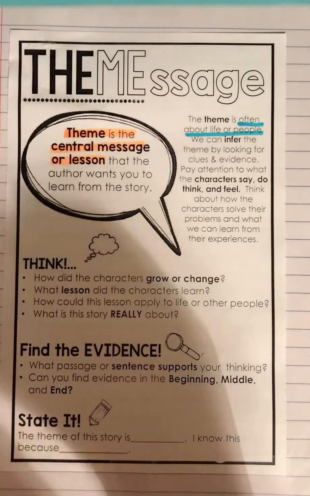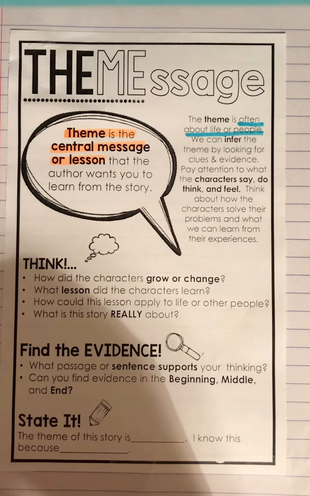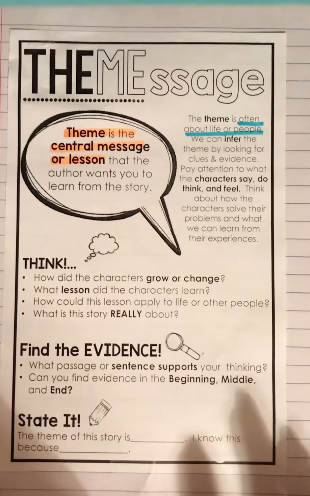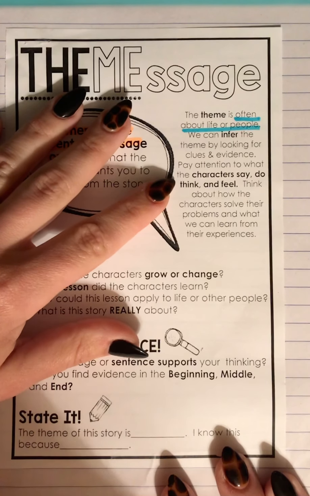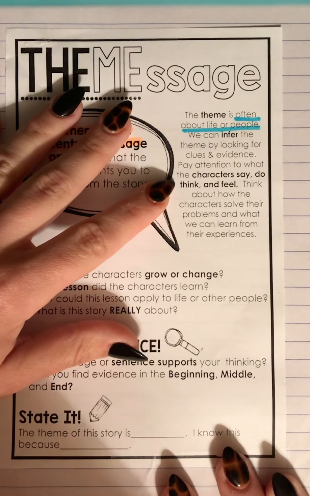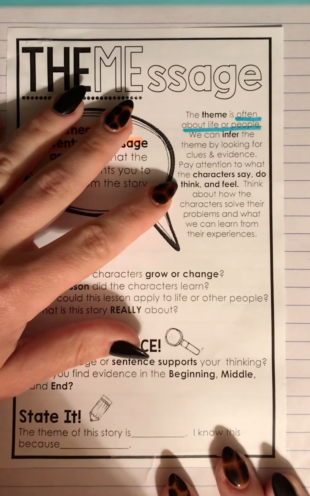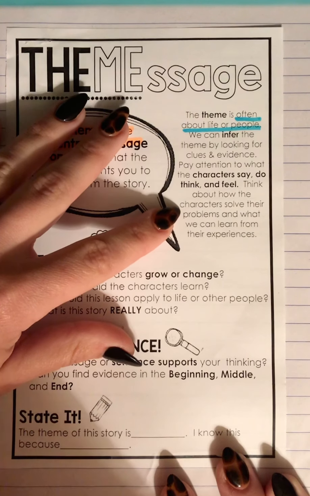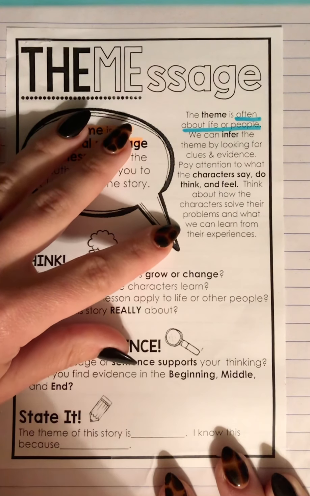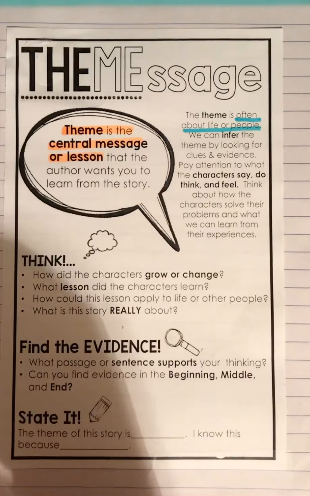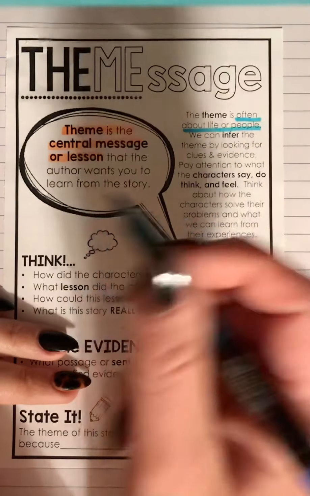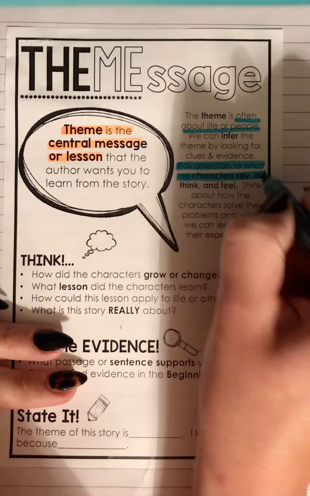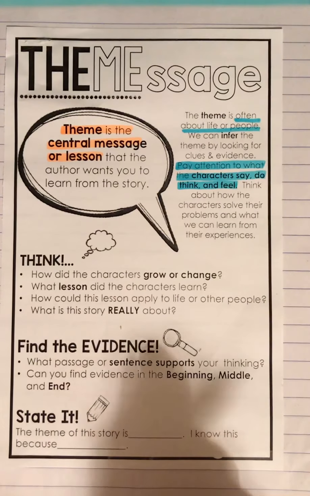We can infer theme by looking for clues and evidence. Pay attention to what the characters say, do, think, and feel. Think about how the characters solve their problems, and what we can learn from their experiences. So again, we're going to take our different color highlighter, and I'm going to highlight that we're going to pay attention to what the characters say, do, think, and feel.